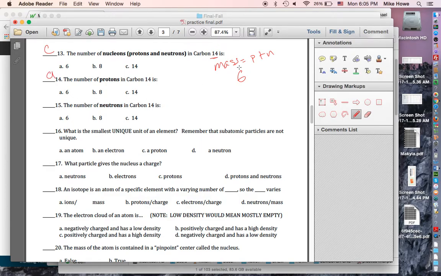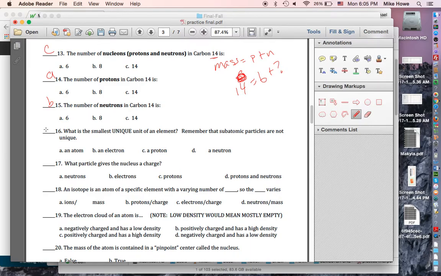Number of neutrons: we know protons plus neutrons equals mass, so if you know that there are 6 protons, pretend that's not there, we don't know how many neutrons, put a question mark. We know it's supposed to equal 14, so there must be 8 neutrons. Because 6 plus something equals 14, so the something has to be 8.